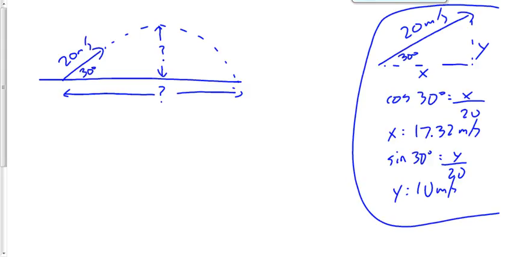Now we don't have any funny angles. That whole 20 meters per second, the whole 30 degrees is gone. It's completely gone to us now. We'll never use that again. Now we got to go to our x's and y's.